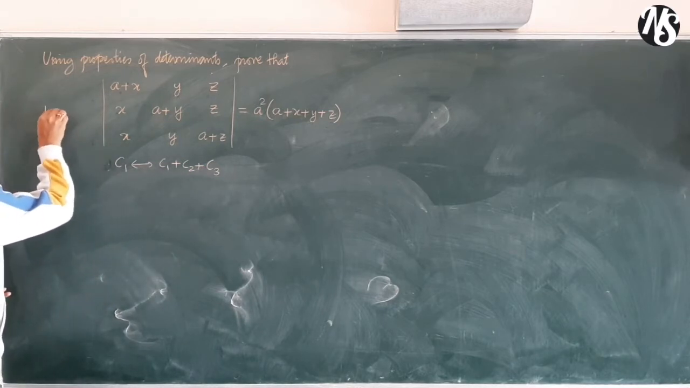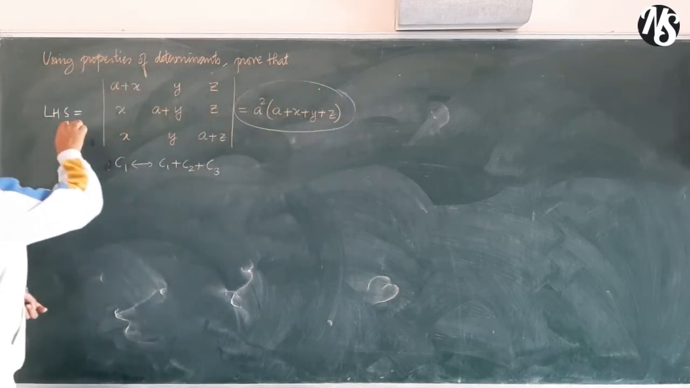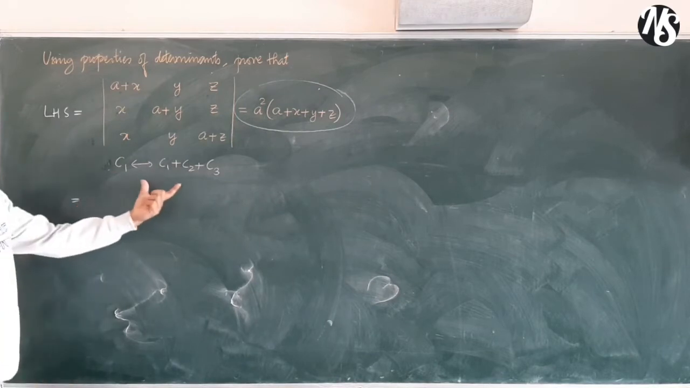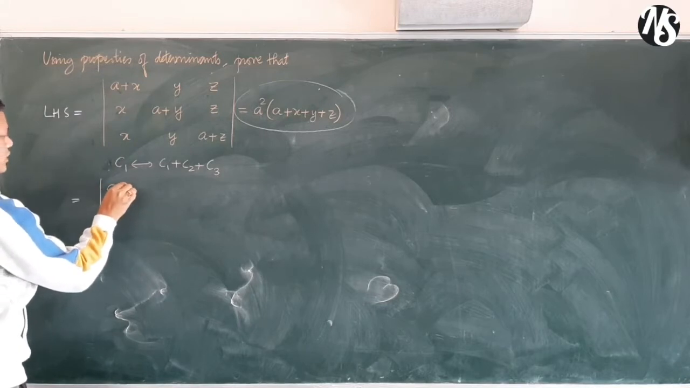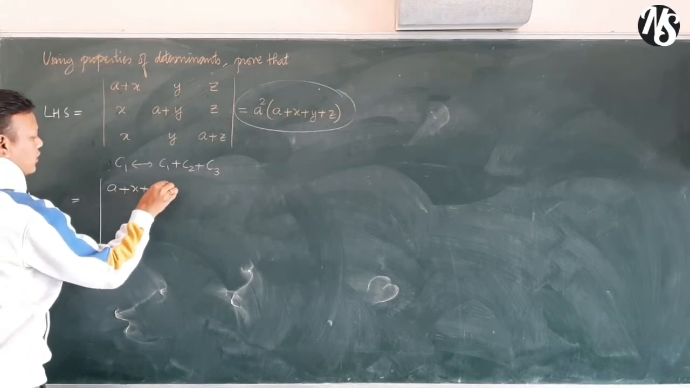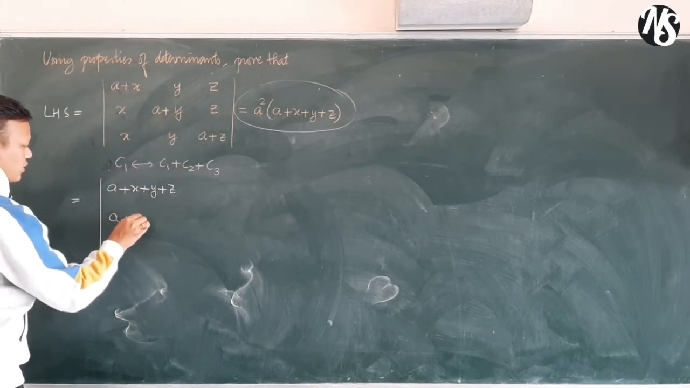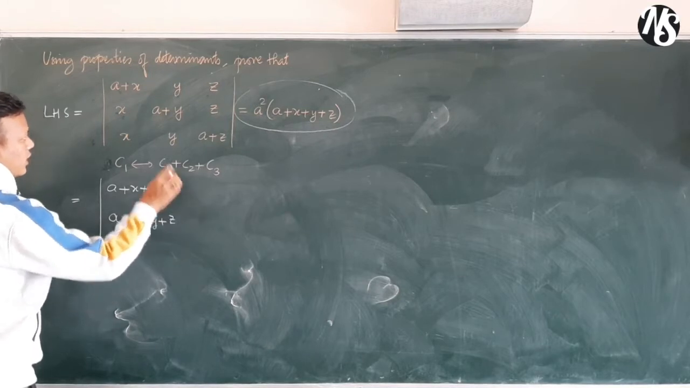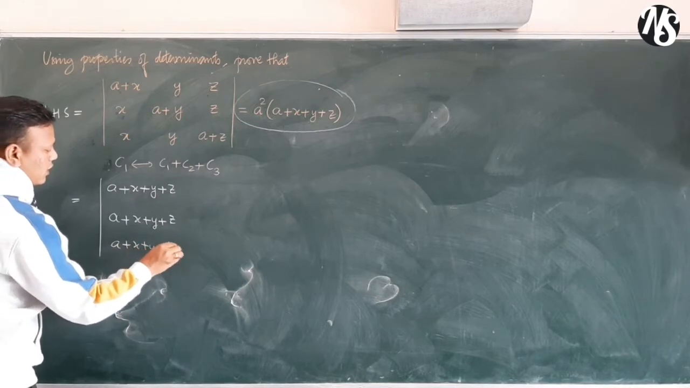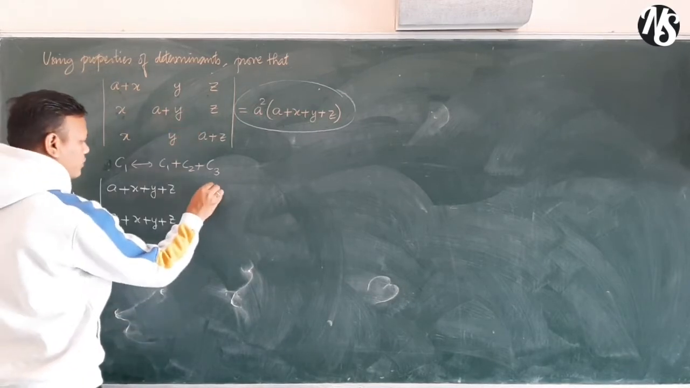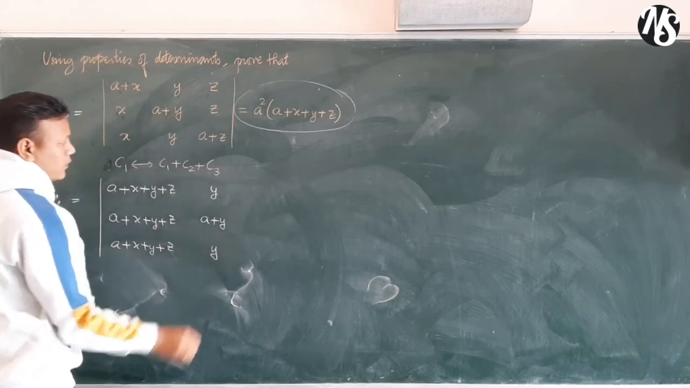So first let's write the left hand side. This is what we need to prove. So the left hand side is this. If I apply this operation, then I'll get in column 1 a plus x plus y plus z, again a plus x plus y plus z, and similarly here a plus x plus y plus z. The others will remain as they are. You have y, a plus y, and you have y.